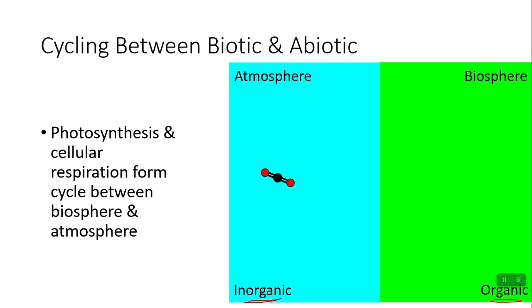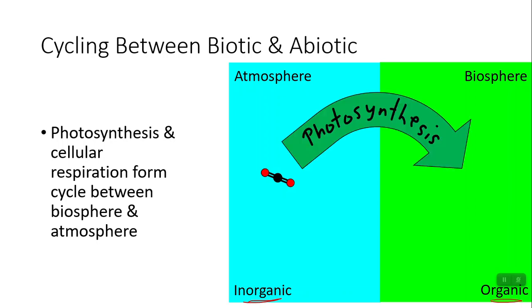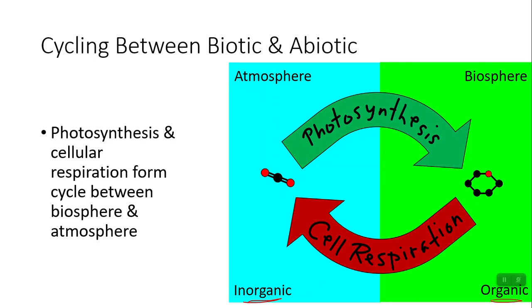So let's start by looking at some carbon dioxide in the atmosphere. It's incorporated into the biosphere using photosynthesis, at which point it becomes an organic molecule. And then that is taken from the biosphere and put back into the inorganic parts of the cycle through cell respiration, which is going to make CO2.